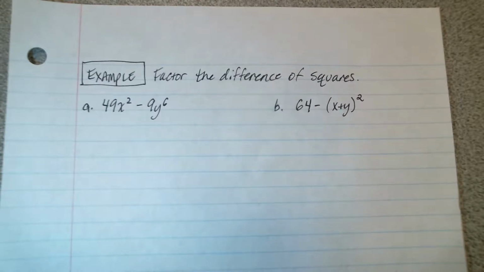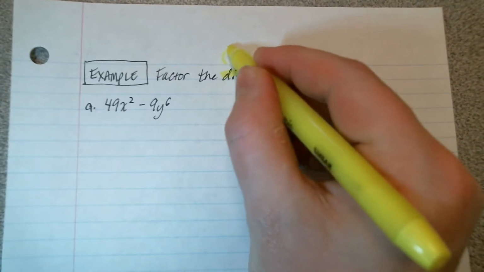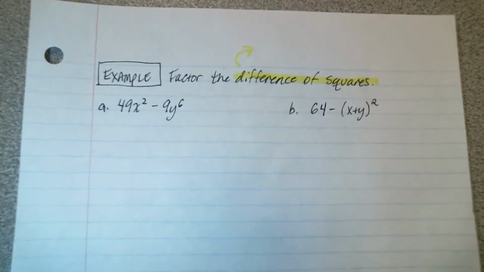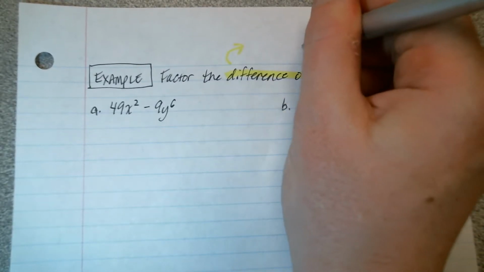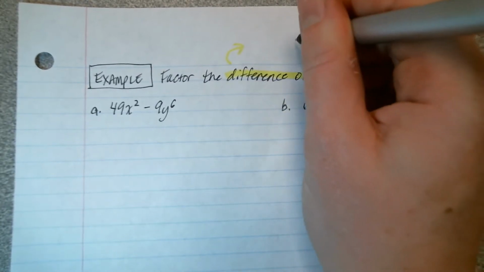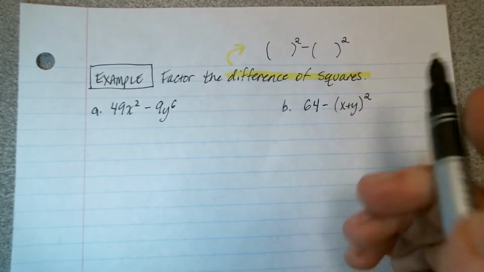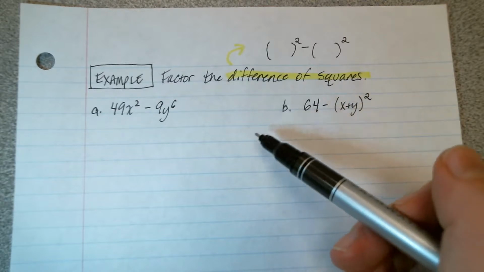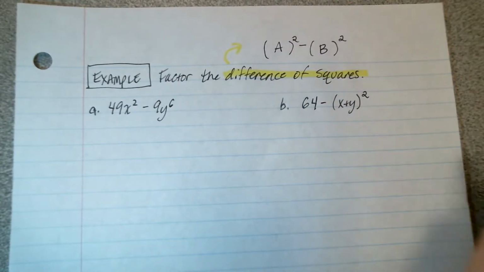In this example, I'm going to show you how to factor a difference of squares. And a difference of squares, if I highlight that phrase, is simply the difference means subtraction, between two quantities that are being squared, so squares. So quantity A and quantity B.